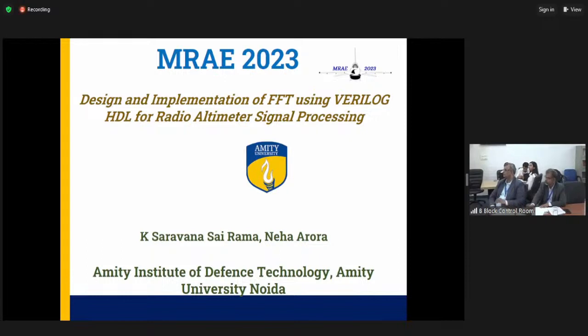So, the study and the implementation I have done is the implementation of FFT using Verilog HDL.